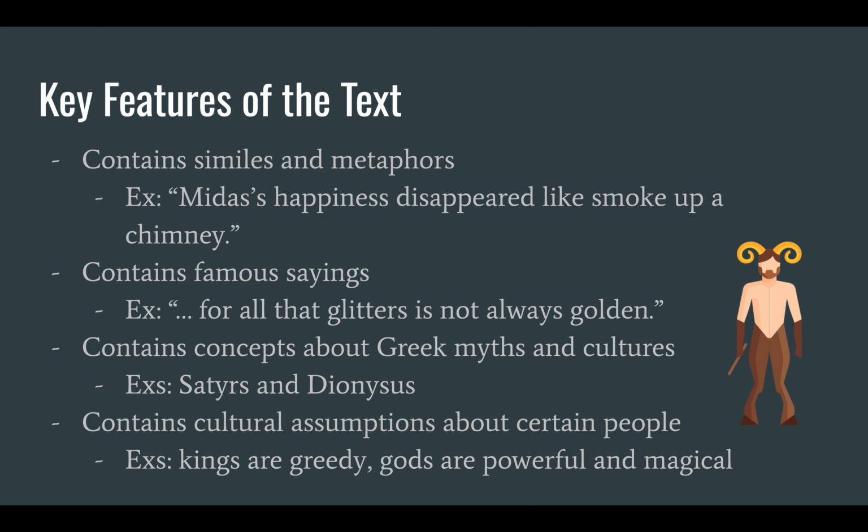It also contained some cultural aspects that I noticed while analyzing it. So you had to know certain Greek myth and cultural aspects like satyrs and Dionysus and things like that. And then also just assumptions that I think students would expect when reading it, like, kings are greedy and they want gold, and gods are powerful and magical and able to grant wishes.